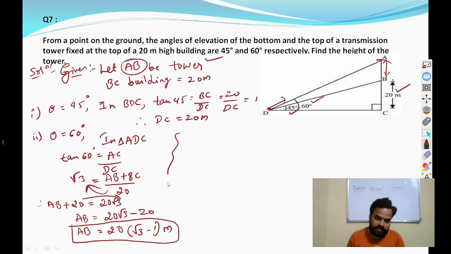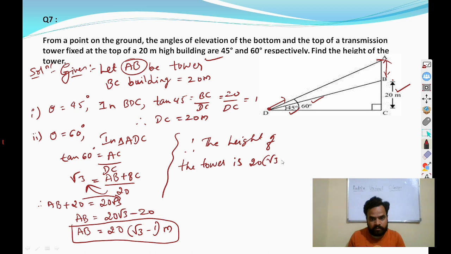What we need to write at the end? We need to write the conclusion. Therefore the height of the tower is 20 into root 3 minus 1 meter. This is the height of the tower. Clear? So this is the solution of question number 7. Can we go for the next solution, that is question number 8.